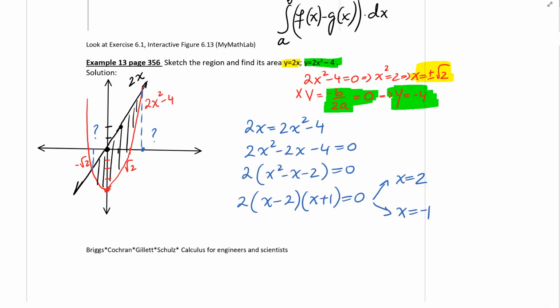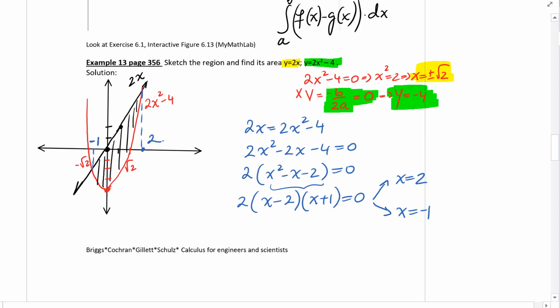So I solve the equation by writing all the terms on one side, factoring the 2, and then factoring the trinomial. If you cannot factor the trinomial, then you have to use the quadratic formula. I made a few review sessions where you can see what's the quadratic formula and how to use it. So basically, what we have here, the integral, the region extends between negative 1 and 2.